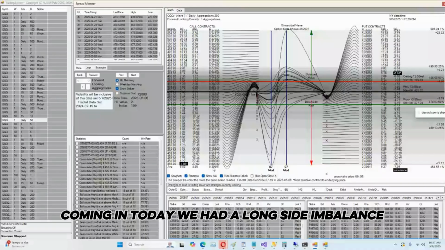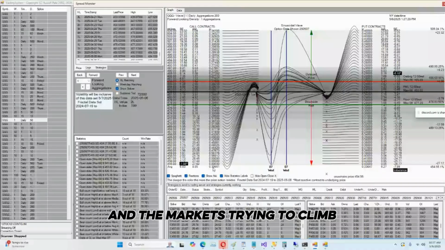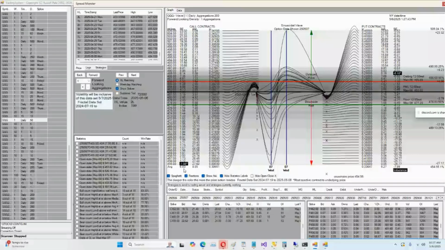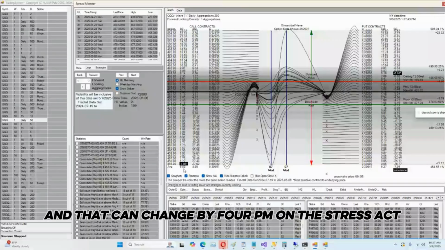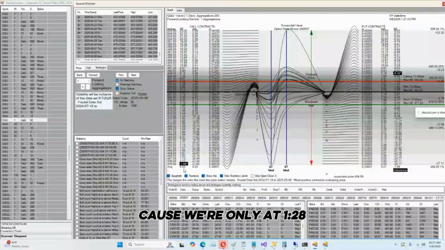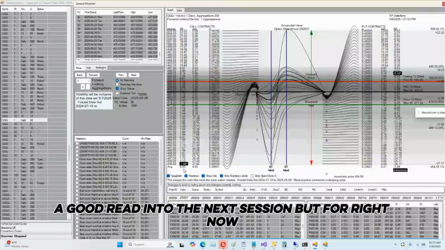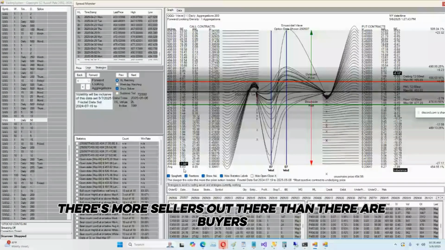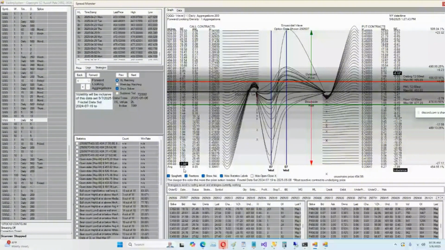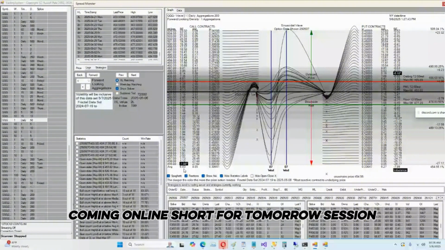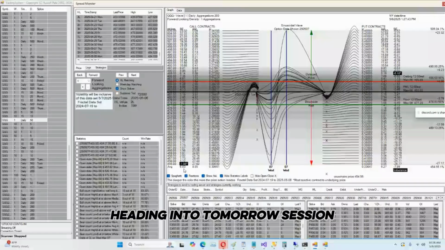Coming in today, we had a long side imbalance and the market's trying to climb. So even though we opened up down, it's still trying to climb. For tomorrow, where we're at right now with the data, and that can change by 4 p.m. I want to stress that, because we're only at 1:28, so we need to get closer to 4 to get a good read into the next session. But for right now, it's saying the imbalance is to the short side. There's more sellers out there than there are buyers. So there's more stock coming online, more QQQ coming online for tomorrow's session.